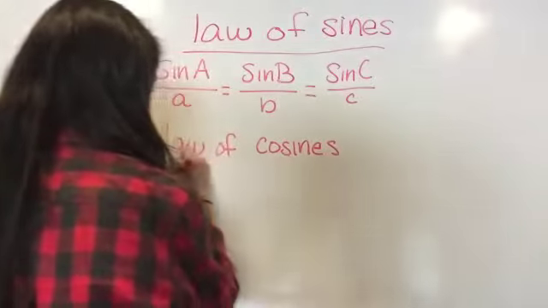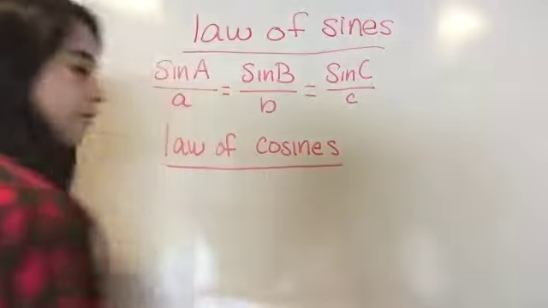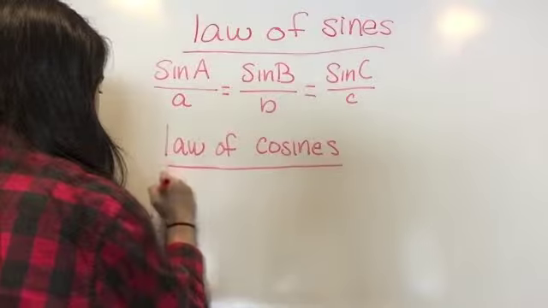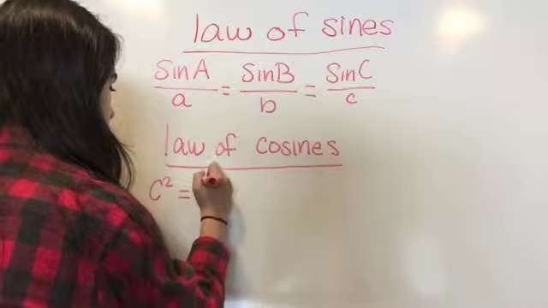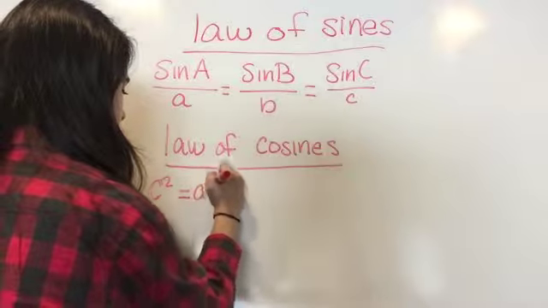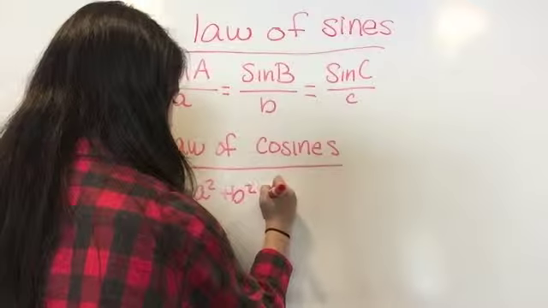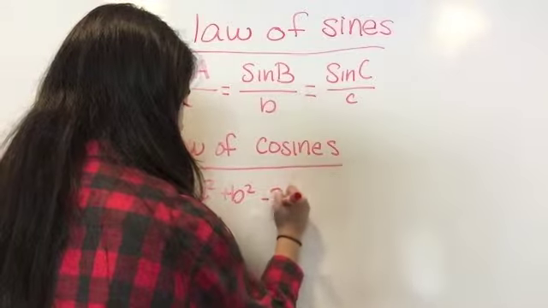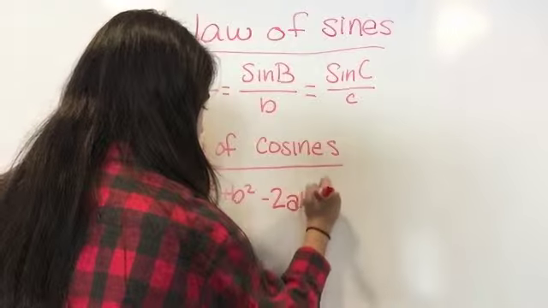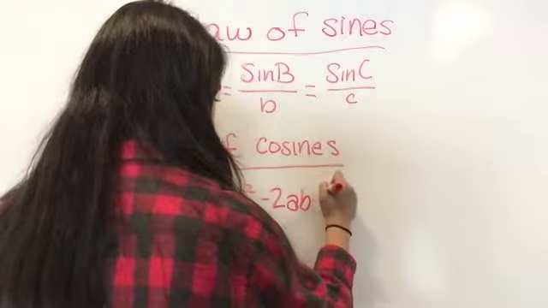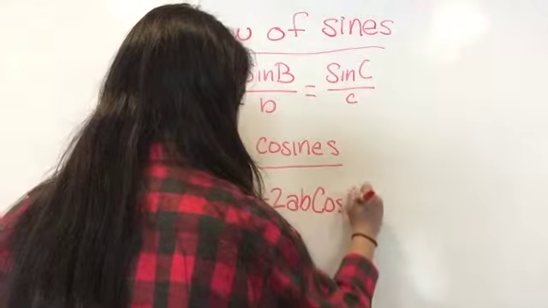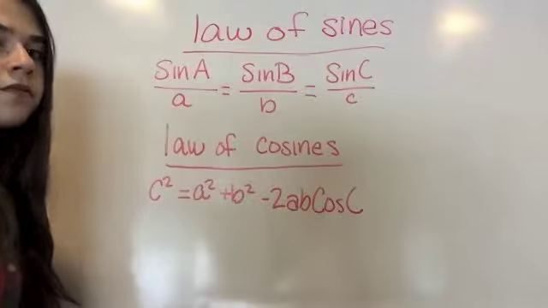Now we will discuss law of cosines. Law of cosines states c squared equals a squared plus b squared minus 2ab cos of c. Law of cosines is used in side-side-side or side-angle-side cases, where c is the angle you are looking for in side-side-side cases or the angle you know in side-angle-side cases.